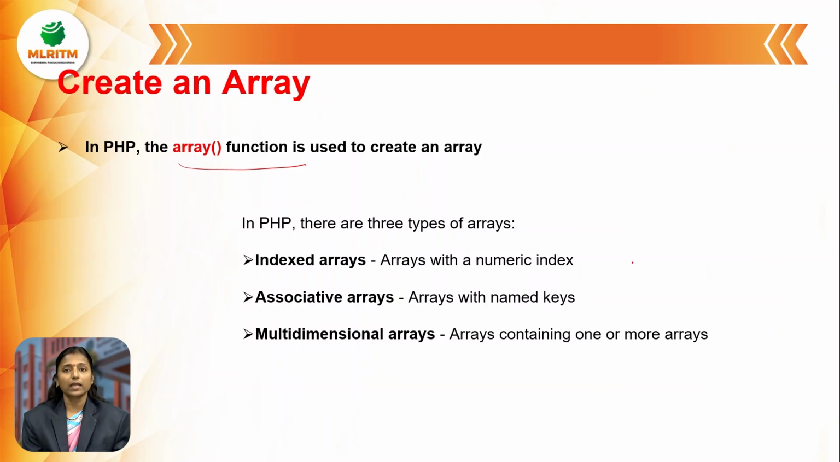Okay, there are 3 types of arrays. First one is the indexed array. Arrays with a numeric index. The numbers will be given in the format of an index. Then second one is the associative arrays. These are arrays with named keys, named values or named keys. Then third one is the multi-dimensional arrays. Multi-dimensional arrays contain one or more arrays. One or more arrays can be taken. That's why it is called multi-dimensional arrays.